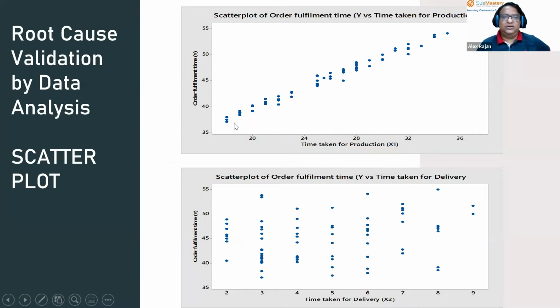We are validating the root cause using the data. So with the data, we are proving that the time taken for production and order fulfillment time is a real root cause for the problem that we are facing.